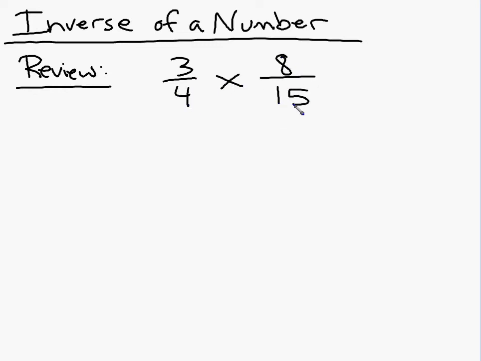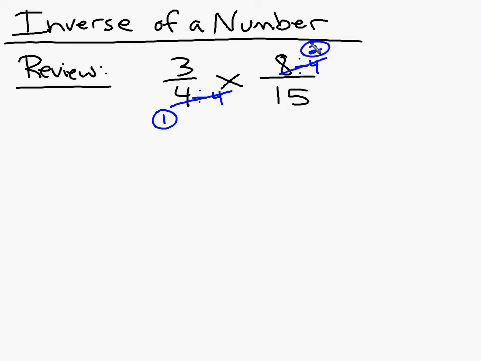3/4 times 8/15. We learned when we were multiplying fractions that we can factor diagonally. Factoring means I'm going to divide both of these numbers diagonally by the greatest common factor, or the biggest number that will go into it evenly. So 4 divided by 4, 4 is the greatest common factor. 4 divided by 4 is 1. 8 divided by 4 is 2.